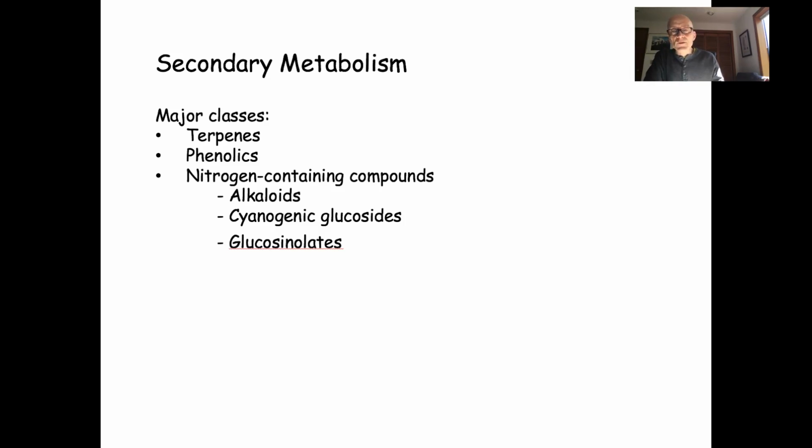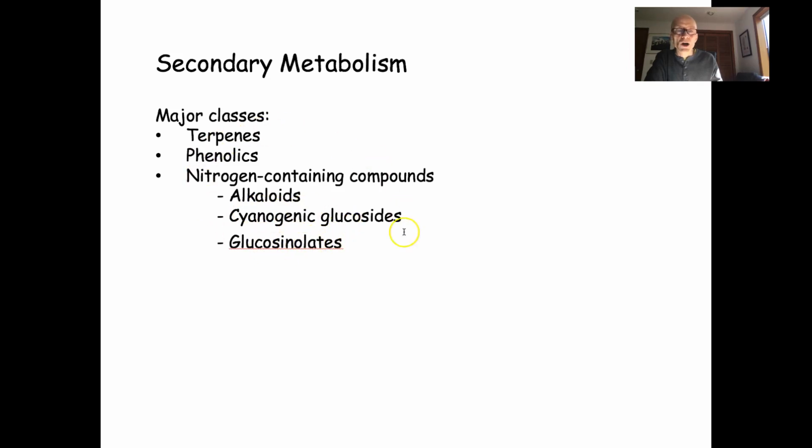And they're particularly interesting in plants because plants have so many cool products that they're making through these secondary metabolic processes. And some of these classes include the terpenes, the phenolics, and the nitrogen-containing compounds, which are then again subclassified as the alkaloids, cyanogenic glucosides, and glucosinolates.